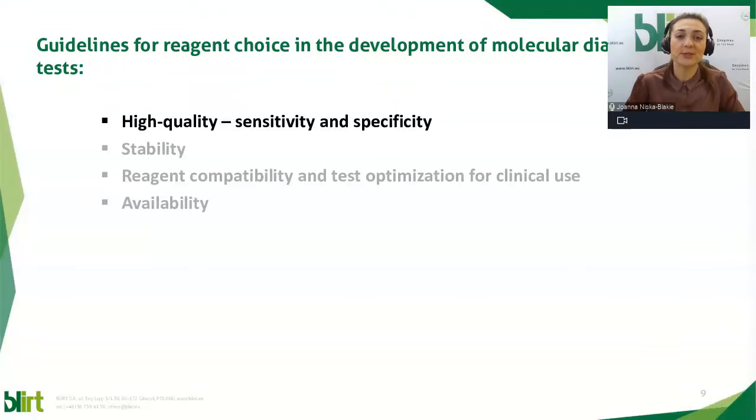And I would like to give to those of you that think of development of diagnostic tests, doesn't matter if you're a startup or an established company, a few very important guidelines, which are based on the most important features of enzymes that you should always look at. And we group them into 4 main categories, which are high quality, stability, reagent compatibility, and availability. And I will go through them one by one, giving adequate examples.